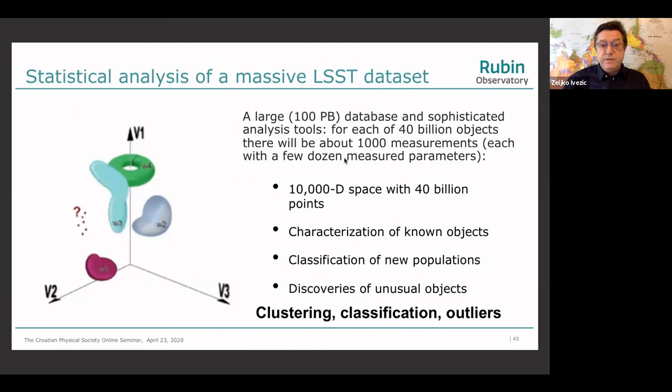So we will have about 40 billion objects in LSST, and they will be measured of the order 1,000 times. We have about 1,000 visits. In each visit, we will measure position, brightness, shape, and a few dozen parameters. Let it be just 10. So 10 times 1,000 measurements, that's 10,000 numbers. So your measurements will span at least a 10,000 dimensional space, and that space will be populated with 40 billion points.